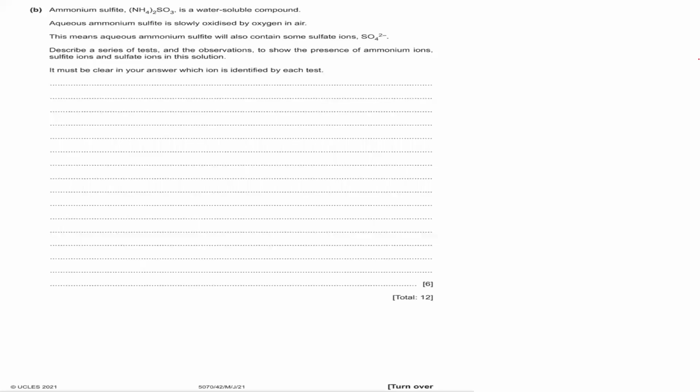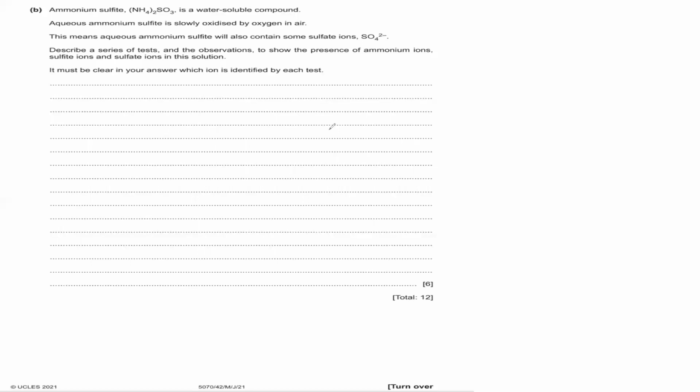We are going to start with a few more planning questions here. The question is from May June 21 and the variant is photo. I'm just reading out the question and then side by side I'll be solving, helping you to solve it as well. So the question says that ammonium sulfide is a water soluble compound.